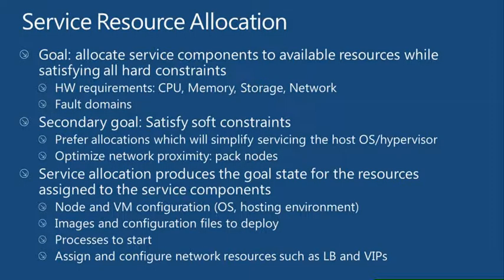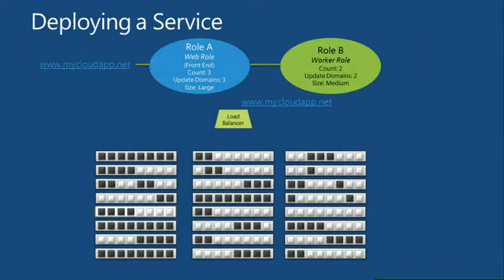Once we've picked out which servers to go to, we deploy. So this is kind of just a simple animation where I've got a service with 2 roles. You can see the front end has a count of 3 instances of large VMs, which are 4 cores. And the back end has a count of 2 with medium VMs, which is a 2-core VM. This is demonstrating with 8-core servers. And so what the Fabric controller is going to do is find places on servers to hold those 4-core VMs.